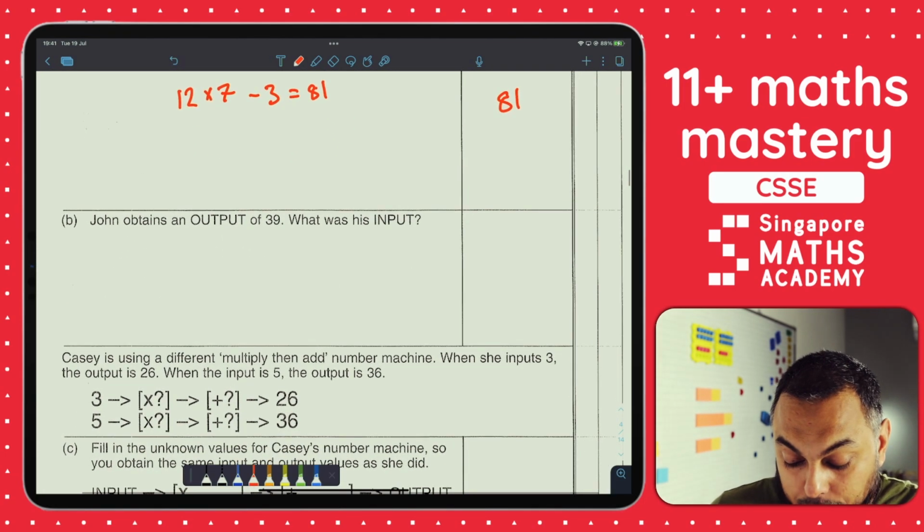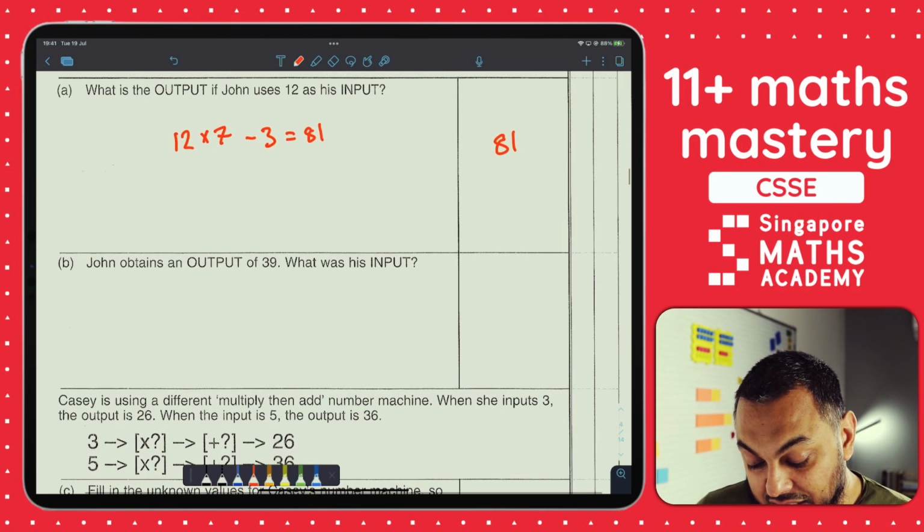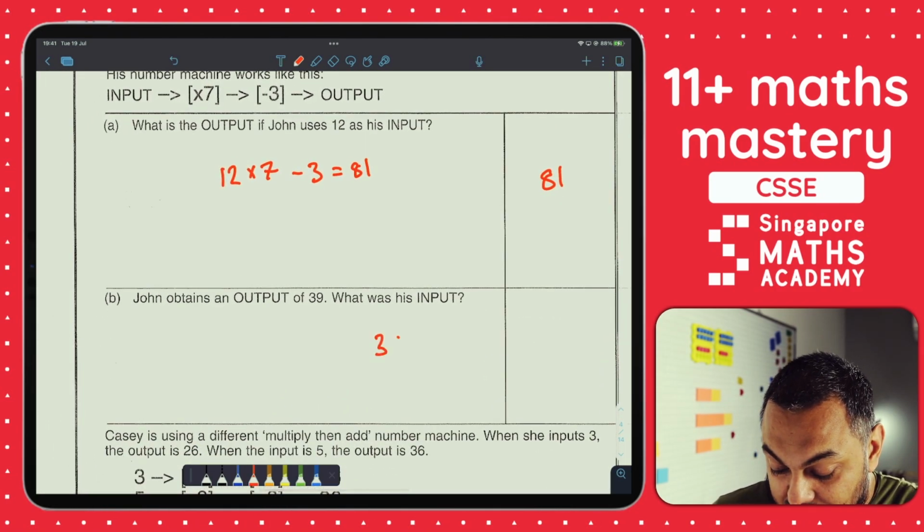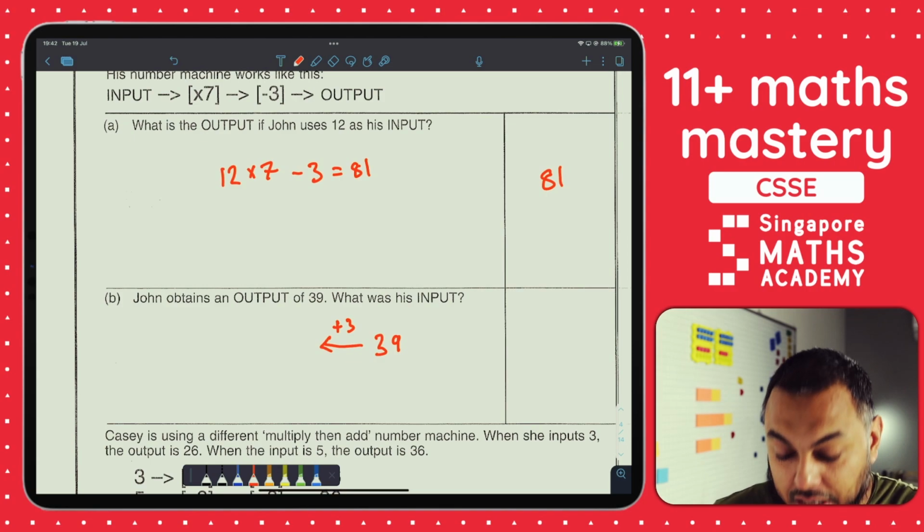Then it says John obtains an output of 39. What was his input? So we know 39 is his output. Before he had 39, he must have taken away 3. So it must have been 3 more than 39. 39 add 3 is 42.